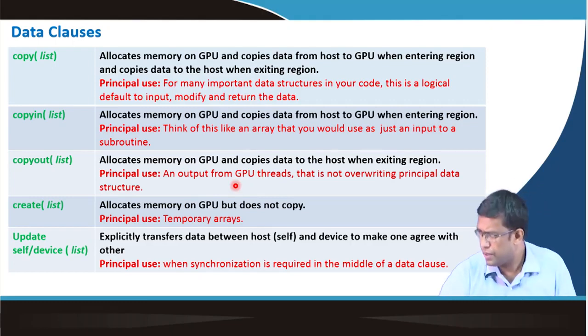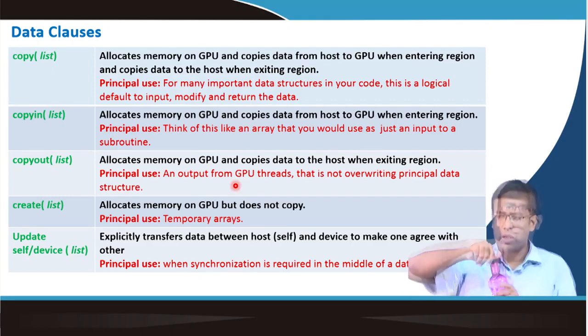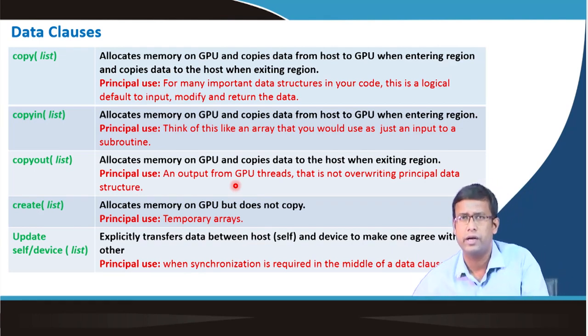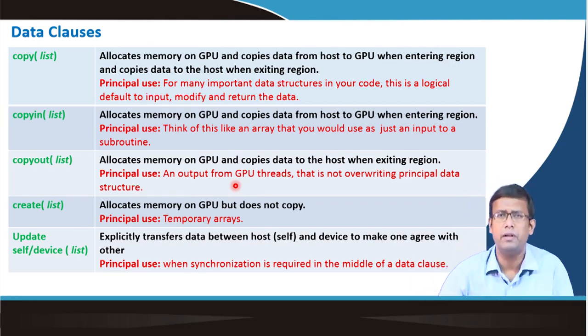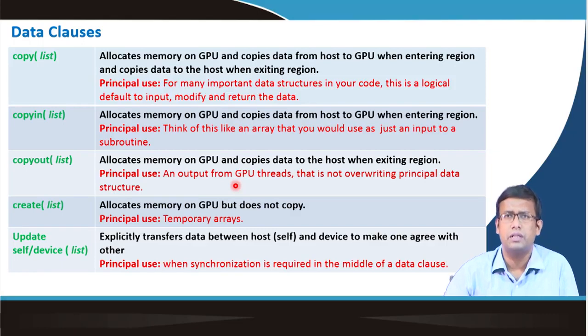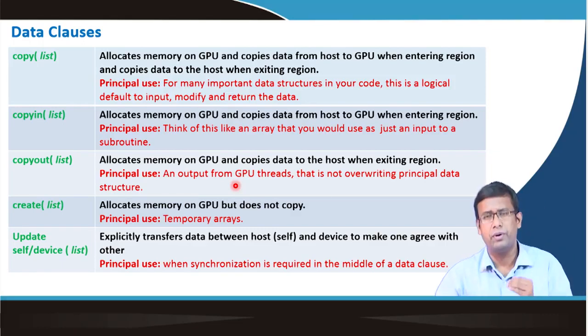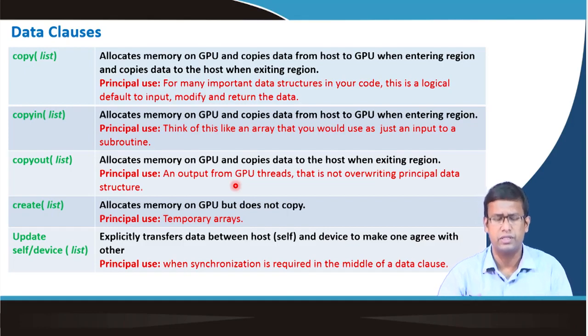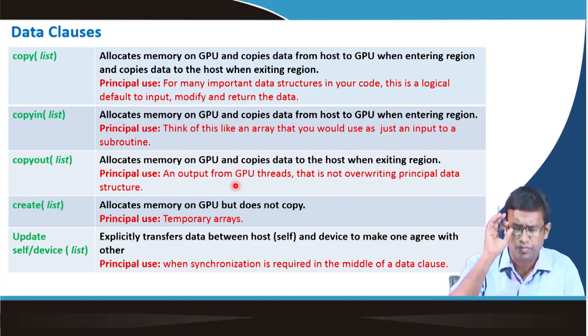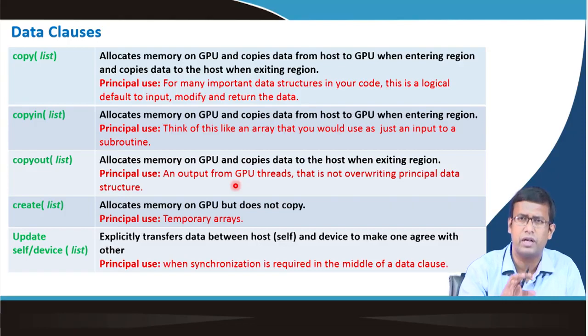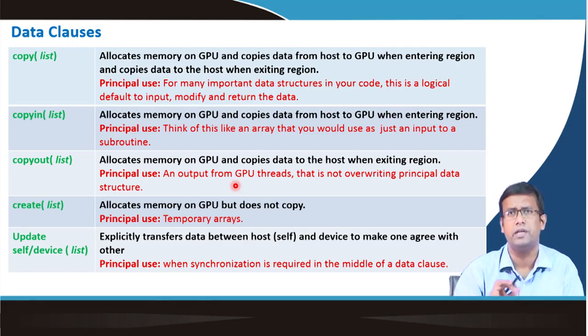Then sometimes we use an update command, which is like a synchronization command. If there are multiple iteration loops, the data lying on the CPU and on the GPU is required to be synchronized. So use update, which considers one of the data. Self means CPU and device means GPU. It considers one of the data, say the CPU data, and checks that it agrees with the GPU data. So whatever part is not copied, it copies there.